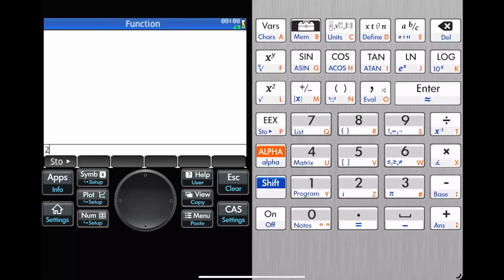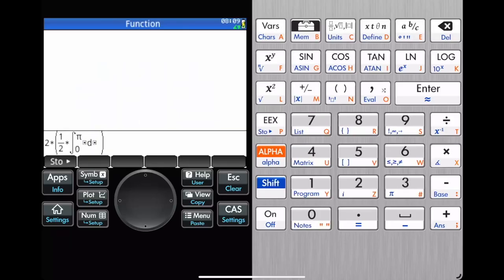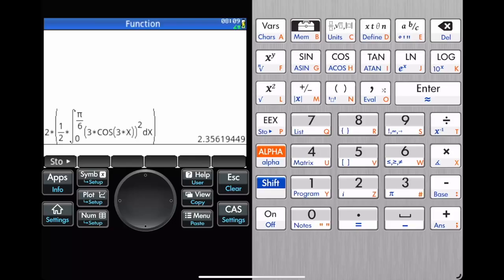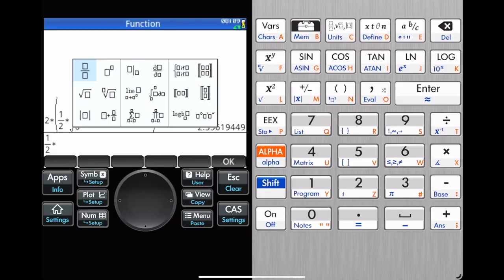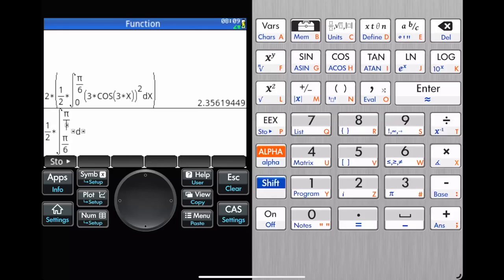So we'll do this first one. 2 times 1/2 times the integral from 0 to pi over 6 of 3 cosine 3x, 3 theta, whatever, dx. That was my half petal times 2, and I'll get an answer. Or I did my other one, which was just 1/2 times the integral from pi over 6 to, oh gosh, pi over 2 of 3 cosine 3x, where did I need to square it? Right there, squared dx.